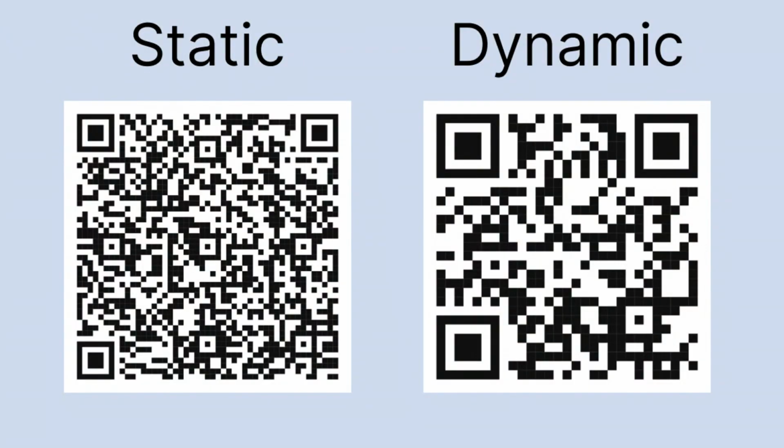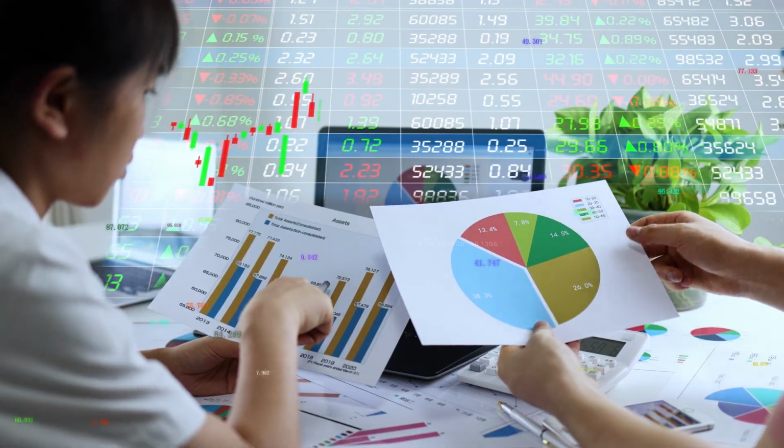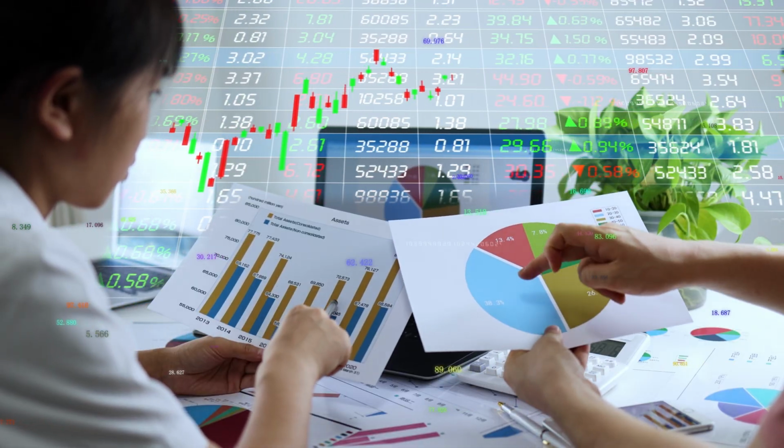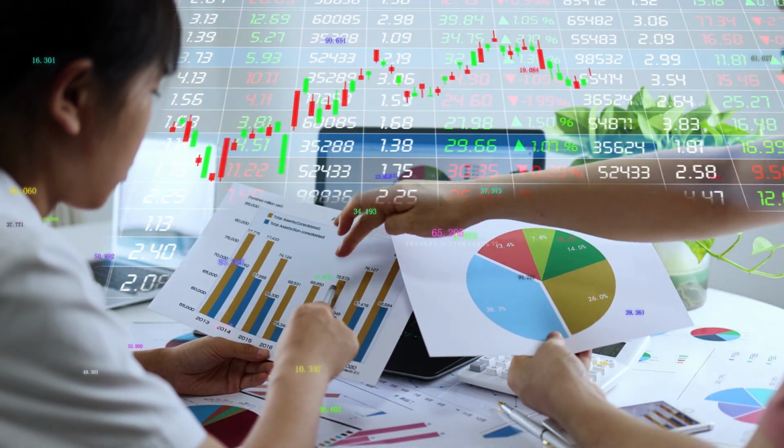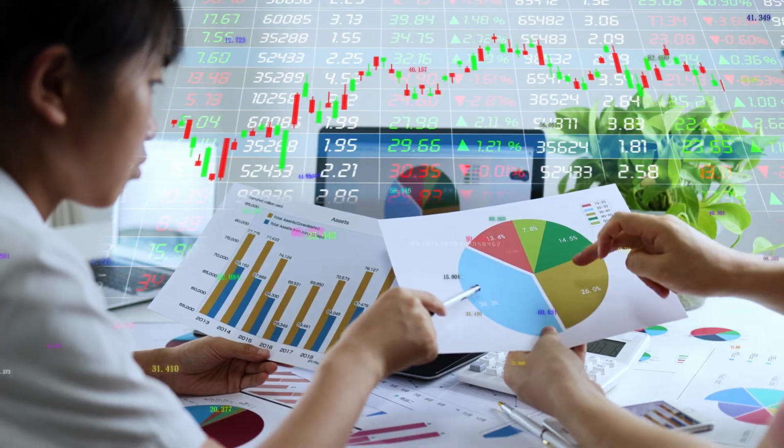Benefit number 4 is trackable and measurable. This one is underrated. Dynamic QR codes, which we will talk about in a few moments, allow you to track how many people scan your QR code, when they scanned it, where they are, and what device they use. This is marketing data. You can test different campaigns, see which QR code placement performs best, and then optimize your strategy over time.